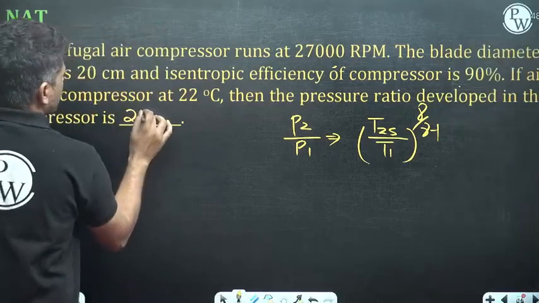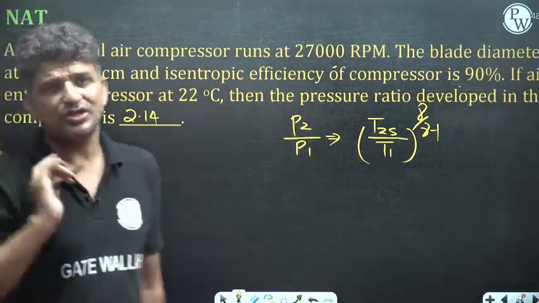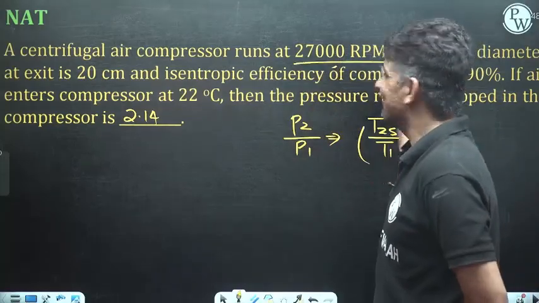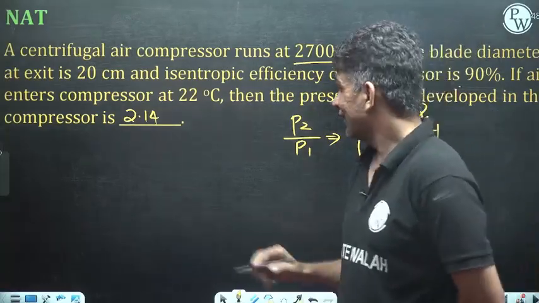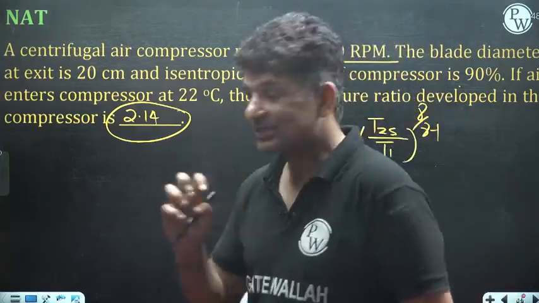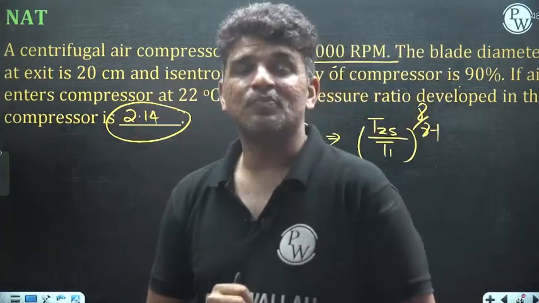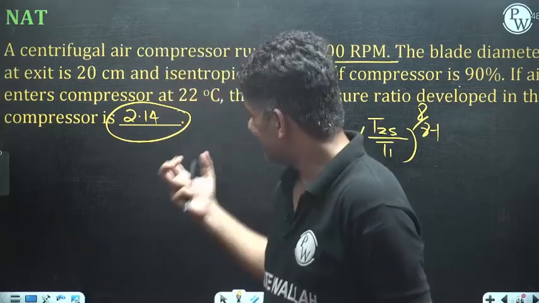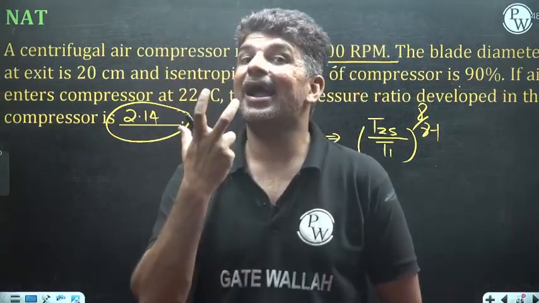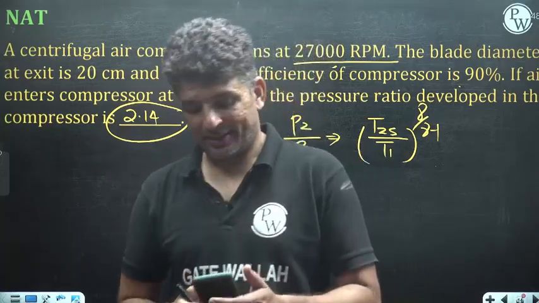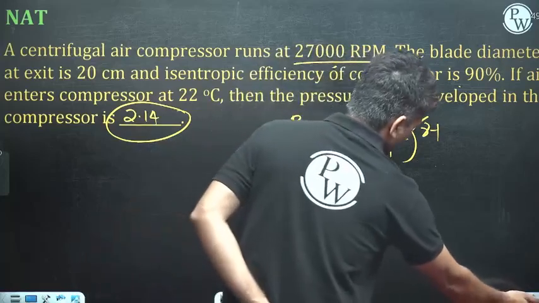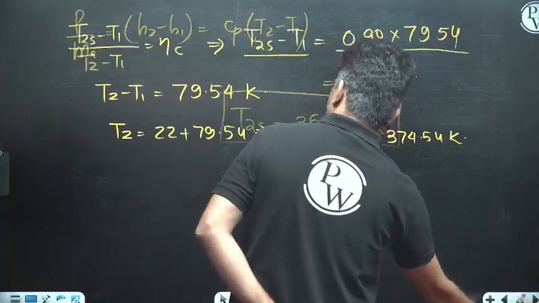Okay. So 2.14. Now you see over here, this is a centrifugal air compressor. It is running at 27,000 RPM. The pressure ratio developed is 2.14. Can you see that this pressure ratio is a very small ratio? So that is the reason why centrifugal air compressors are basically for low pressure and high volume. Is it clear to everyone? Understood? Okay. So this is clear. Let's go to the next question.